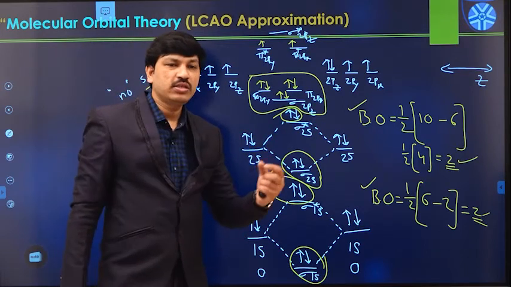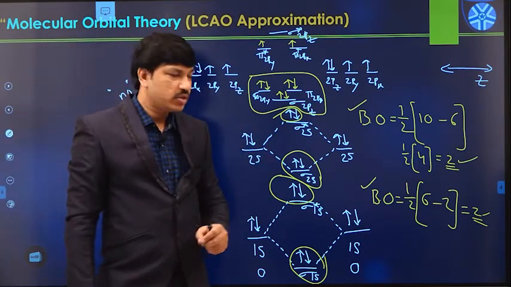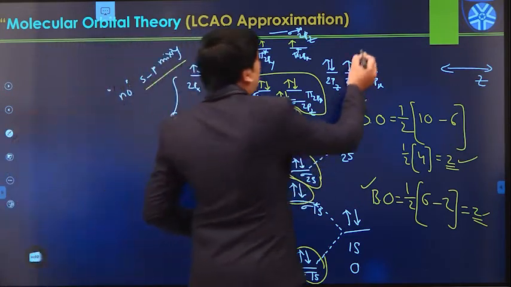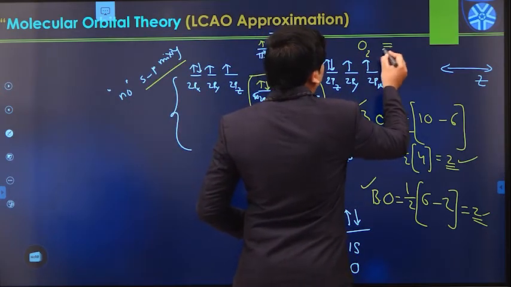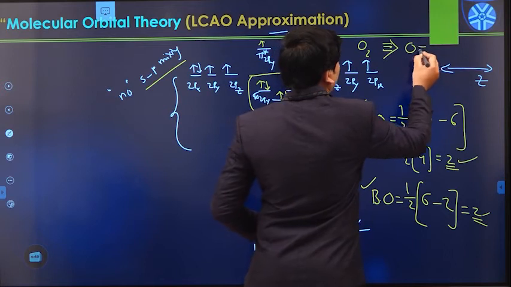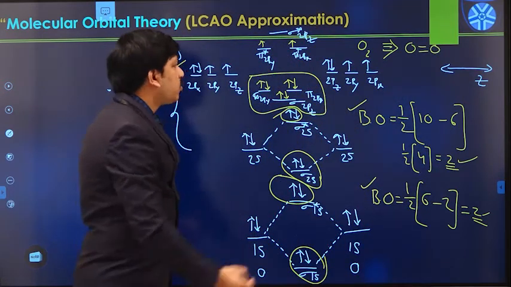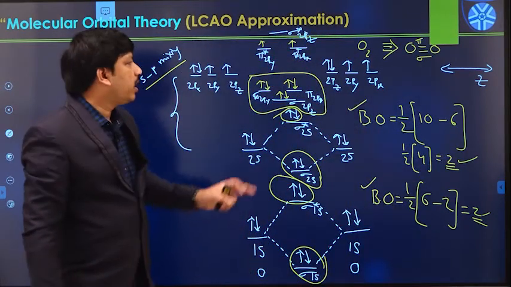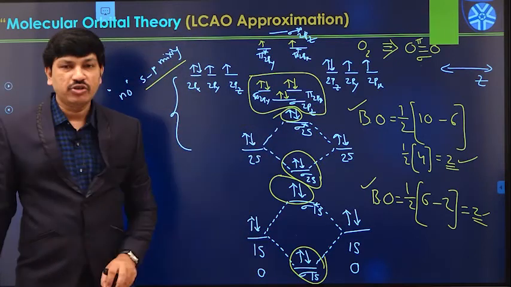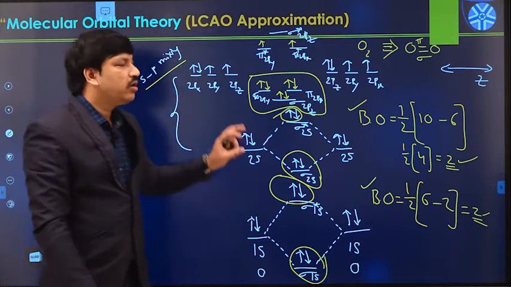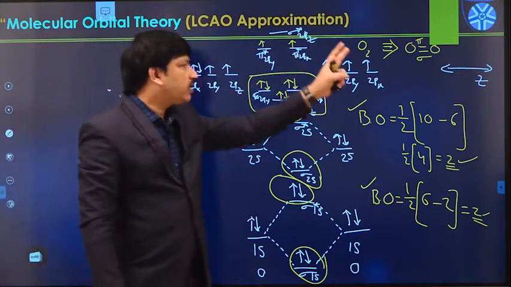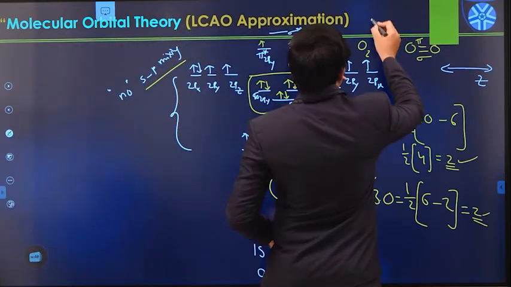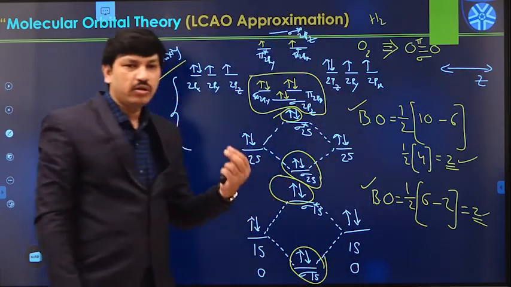So what does bond order value 2 mean? If the bond order value is 1, there is a single bond between the 2 atoms. If the bond order value is 2, a double bond exists in the given molecule. So our O2 molecule is something like this, O double bond O. One of these 2 bonds is a sigma bond, the other is a pi bond. In the case of the O2 molecule, the bond order value is 2, that means a double bond exists between the 2 oxygen atoms. That means this is a much stronger bond when compared to the H2 molecule. In the case of the H2 molecule, we have only a single bond. Yes or no?